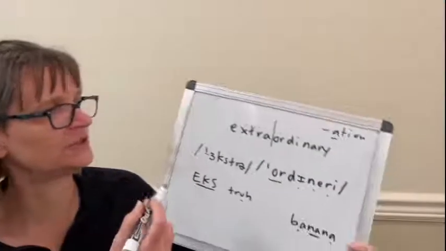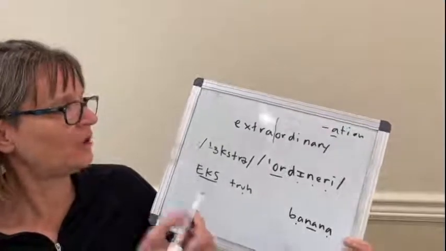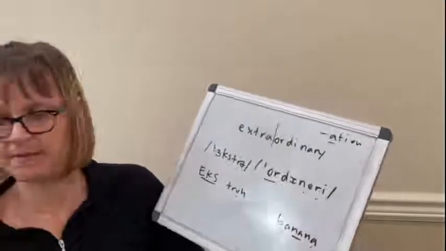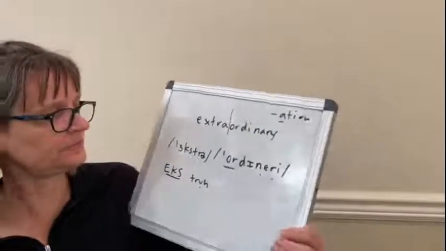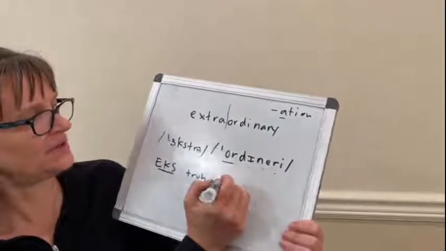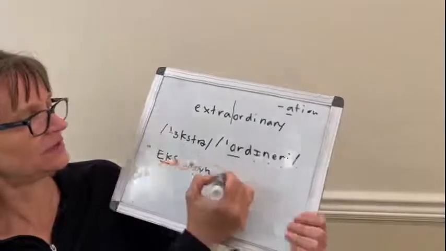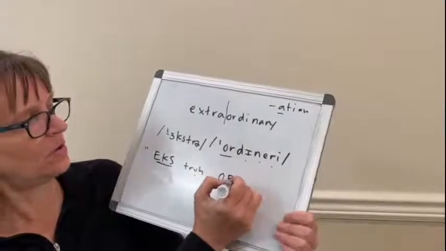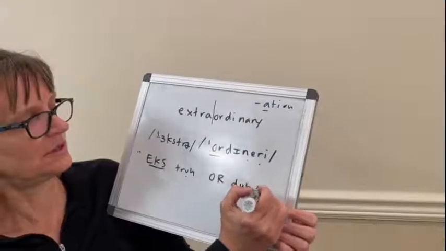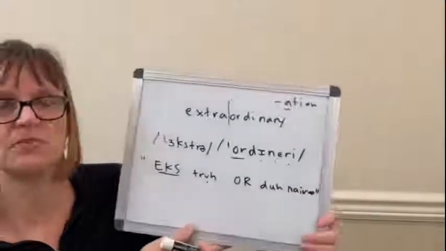So back to the 2 ways to pronounce extraordinary. One way is to pronounce extra-ordinary. It would still be stressed on the or syllable. So that would look like extra-or-nary. But that's less common.